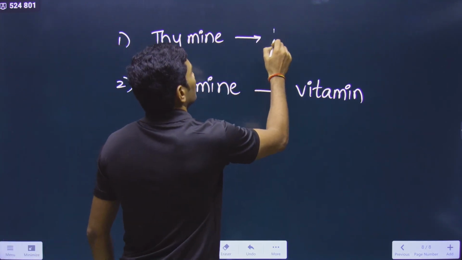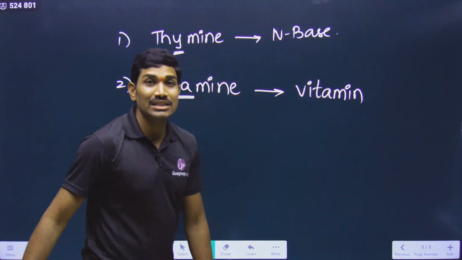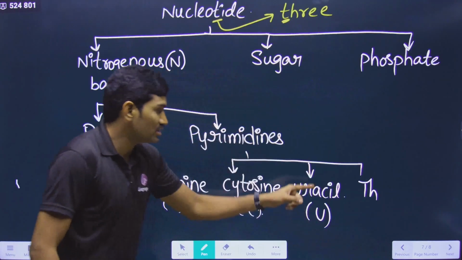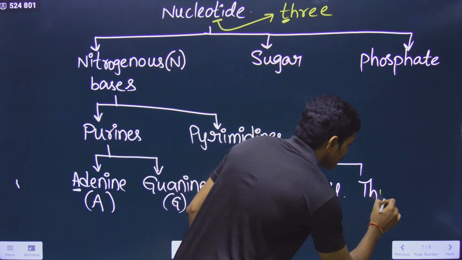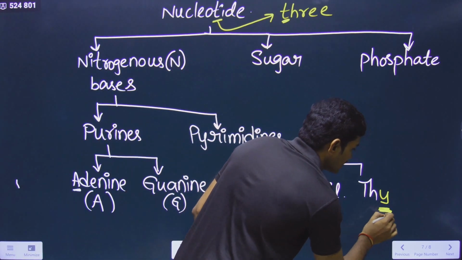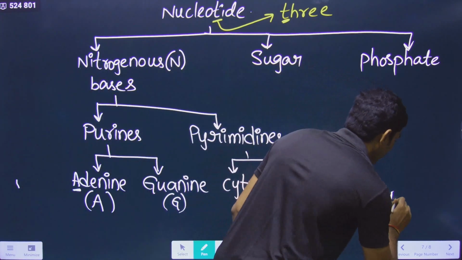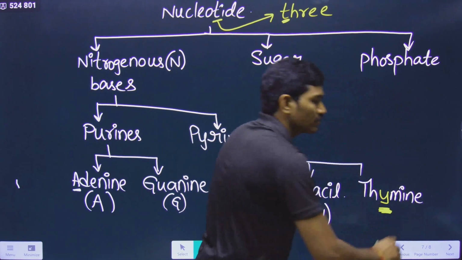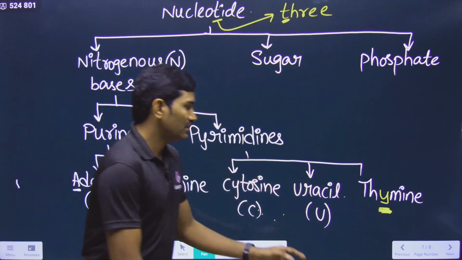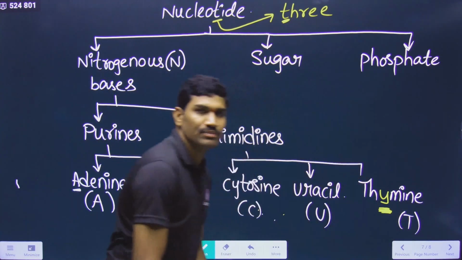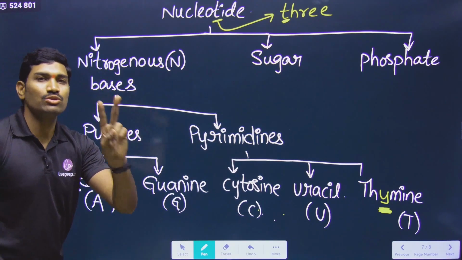But what about this one? This is the nitrogenous base. Thymine is the nitrogenous base that we need to write here. Please observe this. Spelling is important, and below this Y you please underline so that you can remember this. So in this way, pyrimidines are 3 types, and thymine is indicated with capital T. Understood or not?